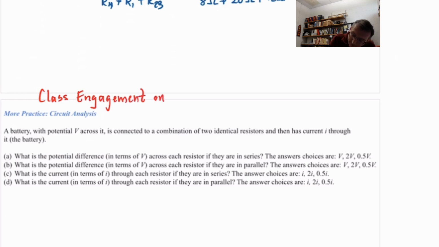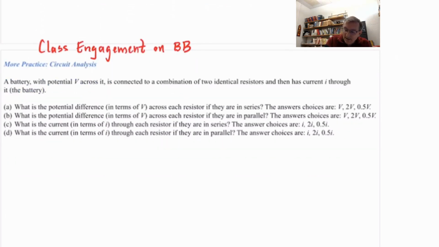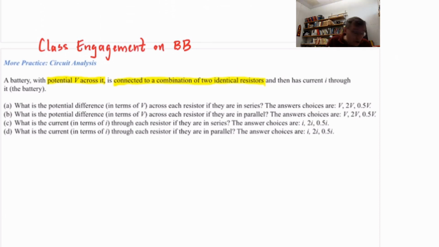For Blackboard. And here's what's going on. We have a battery with a potential V across it. You can think of that as its EMF. And it is connected to a combination of two identical resistors. Let's say their resistance is each R. And there's current I through the battery.